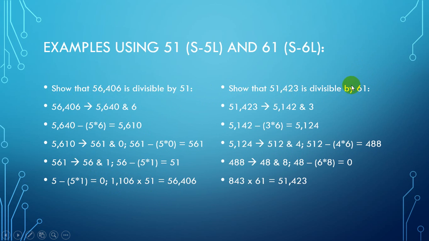Show that 51,423 is divisible by 61. Well, again, break the number up. You get 5142 and 3. Multiply that by 6 this time. Gives you 18. And subtract it from 5142. You get 5124. Break the 5124, repeating the process, up into 512 and 4. And 512 minus 4 times 6, which is 24, so you subtract that from 512 and get 488. Break the 488 into 48 and 8, and of course 8 times 6 is 48, subtracted from itself is 0. So we've just proved that 51,423 is divisible by 61, 843 times.